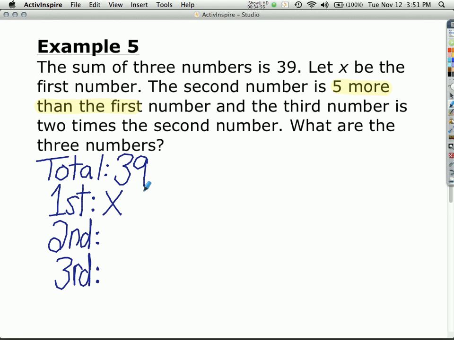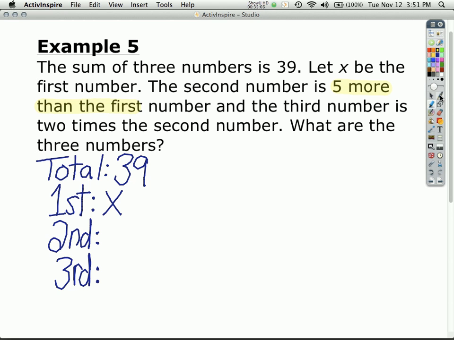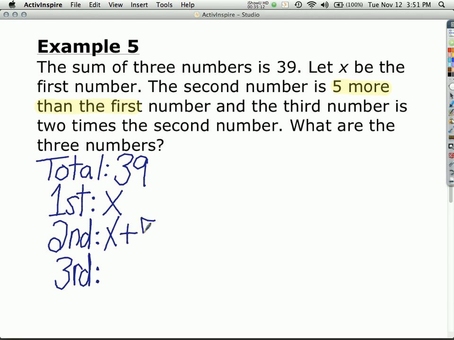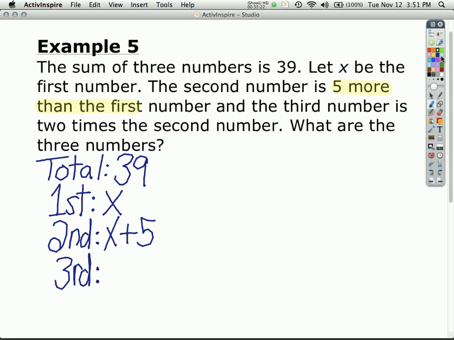Well, you learned how to translate that. What does that translate into? Chelsea? It's x plus 5. That's exactly what it is. It's whatever is here plus 5. So right now an x is here, so that means this is x plus 5. We still have not defined the third number.